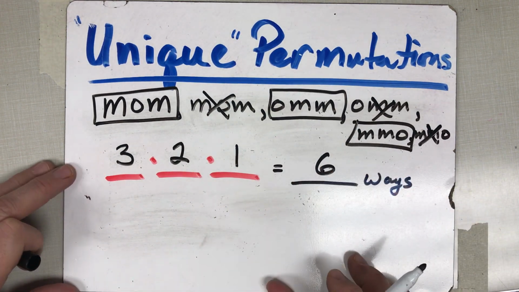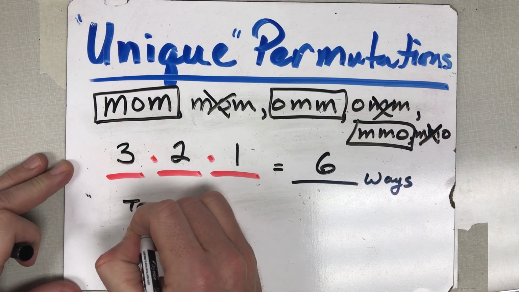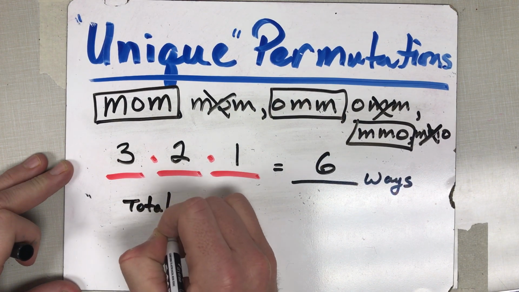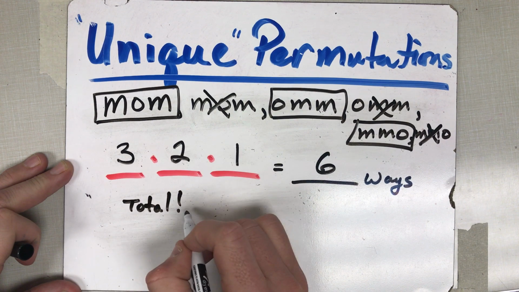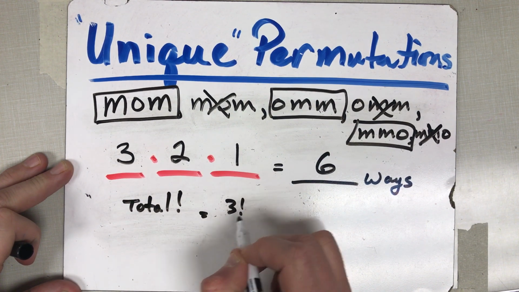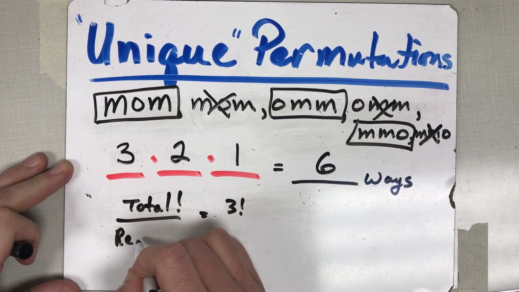And here's how we calculate a unique permutation. You take your total that you have, factorial. In this case we had 3 letters, so that means we had 3 factorial, and you divide it by the repeats factorial.